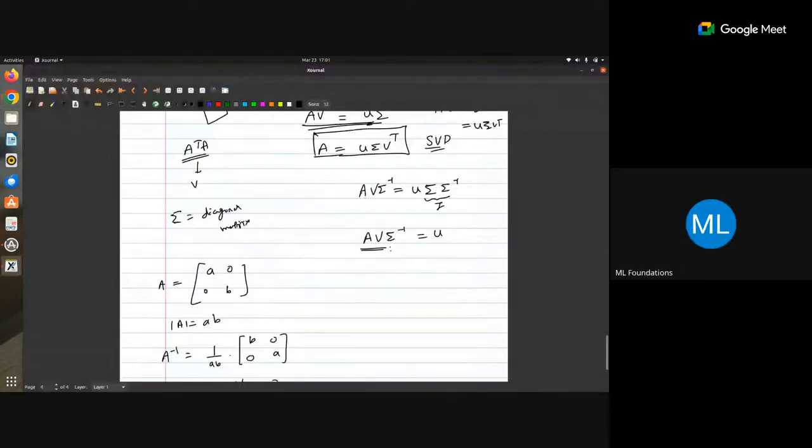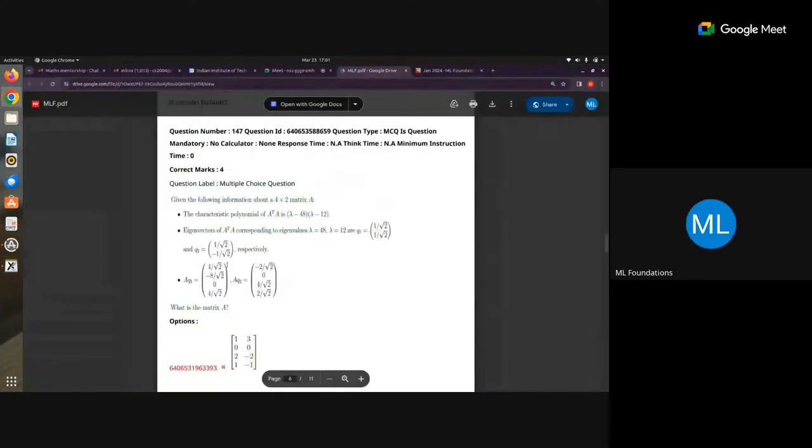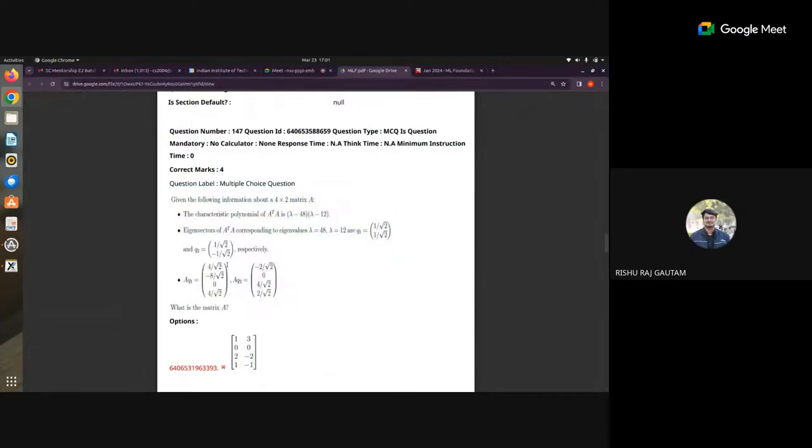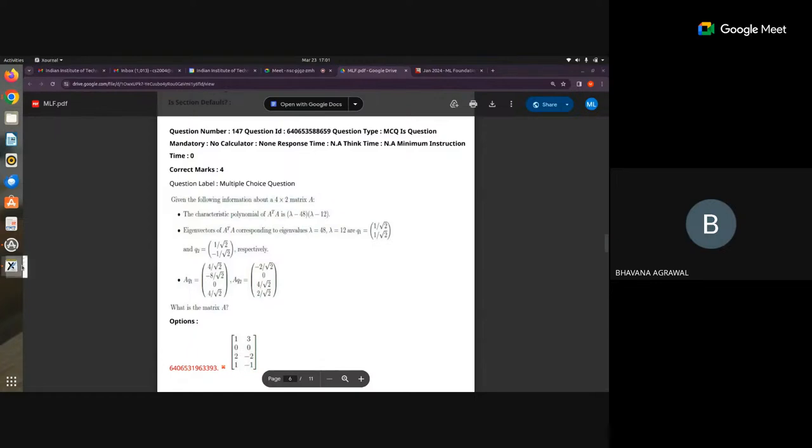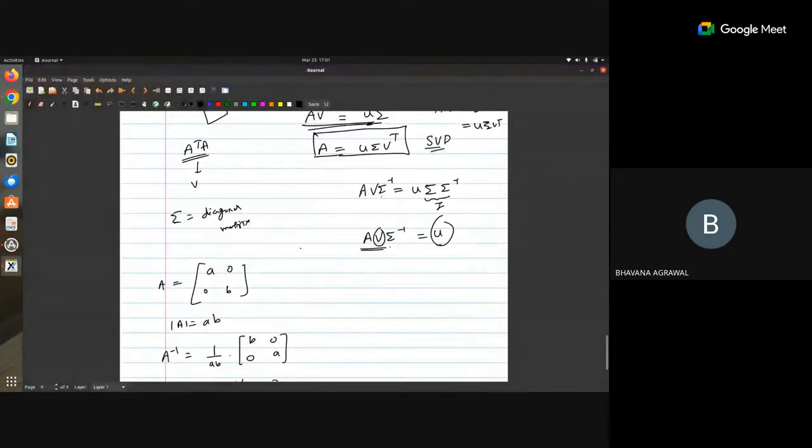So this AV is formed by this AQ1 and AQ2. Yes. And I need to multiply with sigma inverse, and that will give me U. So now you have U, you have V, and you have sigma also. Then you can form that SVD matrix. Got it, sir. But there are only two eigenvectors, like AQ1, AQ2. So how to get the 4x4 matrix?